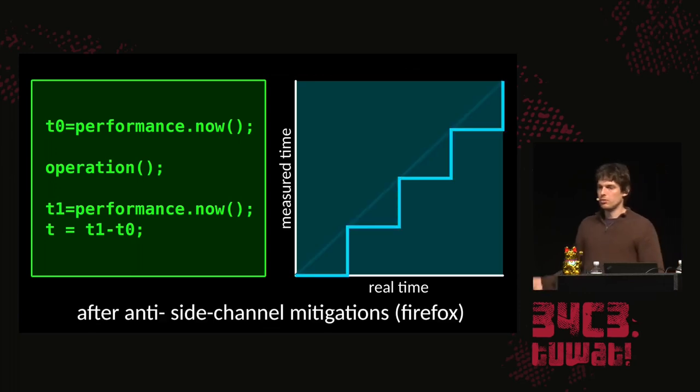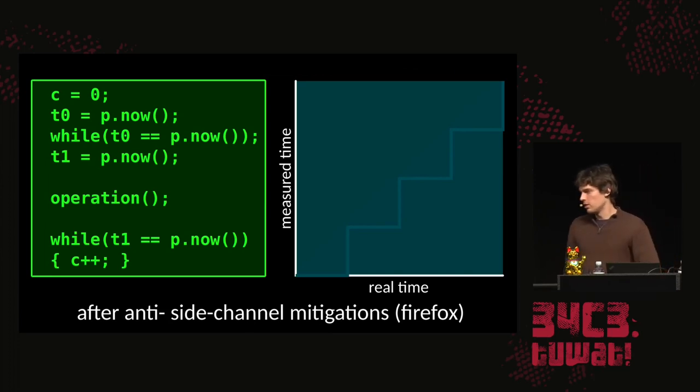Until someone published a paper which showed basically that you can do a last level cache attack on the CPU and discover some things. So the browser makers made the measurements much more coarse-grained. So every microsecond or so, you get a little bump, and then for 1 microsecond, nothing changes.